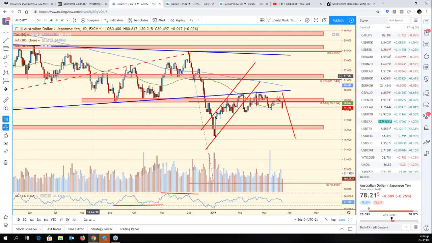And as you see here, there is also, not a very nice looking one, but regardless, a head and shoulders formation you can look at, which would point towards this horizontal support area at 76 once again. So I do think that Aussie and Kiwi yen, both of them look nice for a continuation lower.